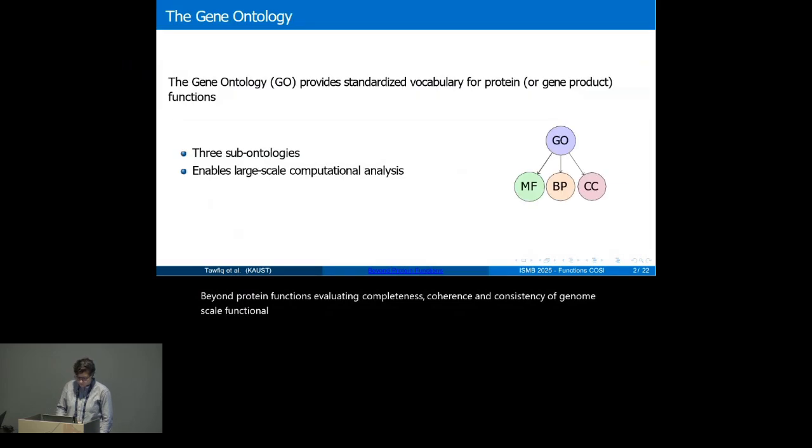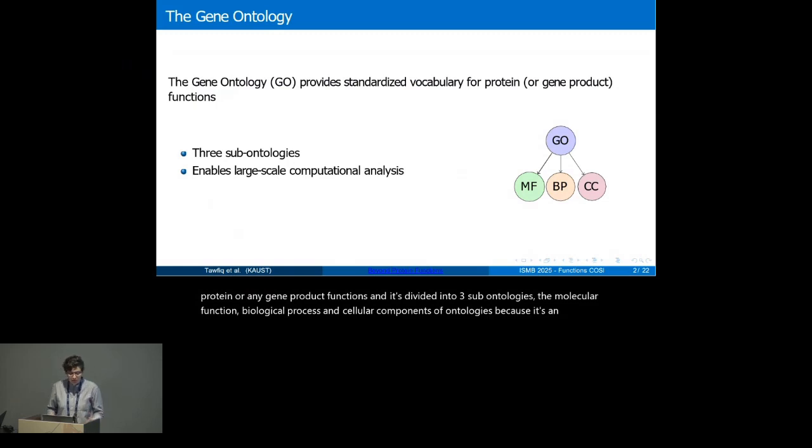Today I'll present Beyond Protein Functions: Evaluating Completeness, Coherence, and Consistency of Genome Scale Function Annotations. The Gene Ontology provides a standardized vocabulary for protein functions. It describes protein or any gene product functions, and it's divided into three sub-ontologies: the molecular function, biological process, and cellular component sub-ontologies.